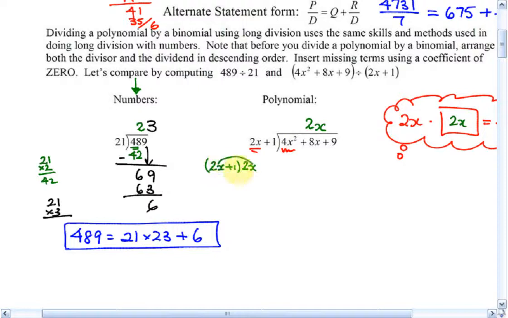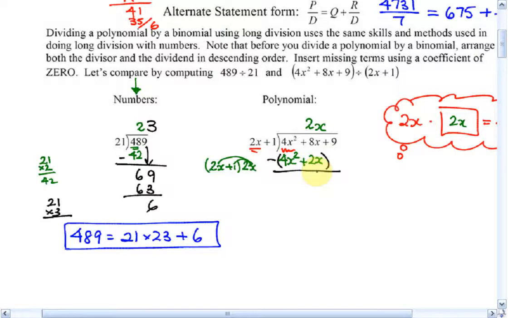What's 2x times 2x? 4x squared. Good. What's 2x times 1? That's 2x. So you see how I expanded this out and I stuck it underneath? Just like over here, I had 21 times 2, which was 42. Stuck it underneath. What's my next step when I did the division? Subtract. So I'd like you to do the same thing here, please. Go ahead and subtract.